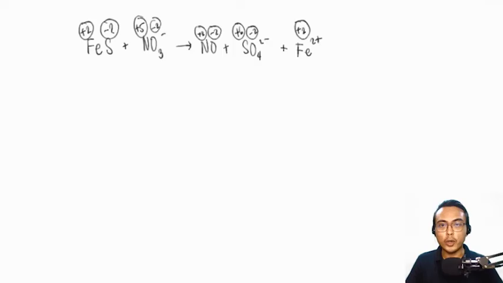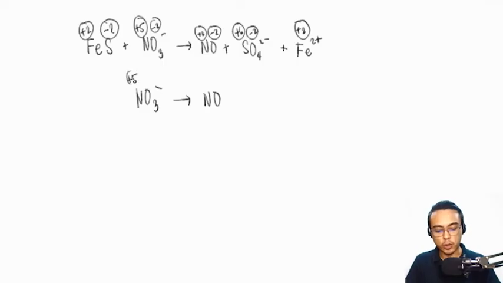So what are our two elements that experience a change in oxidation states? That is nitrogen. From +5, it became +2. And the next is sulfur. From -2, it became +6. Let's start with nitrogen. So we write NO3 negative yields NO, wherein the nitrogen in nitrate is at +5 and the nitrogen in NO is at +2.